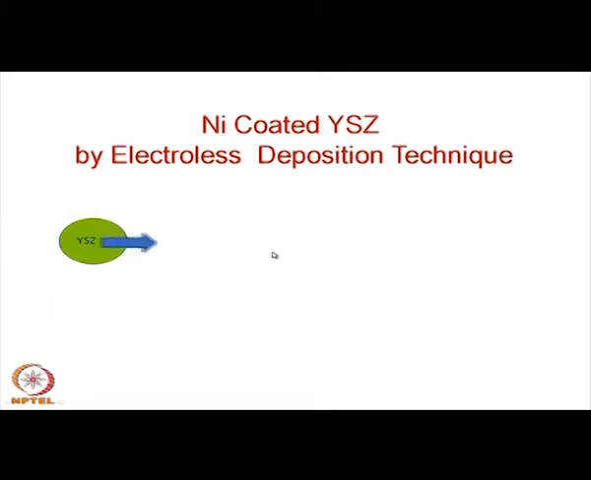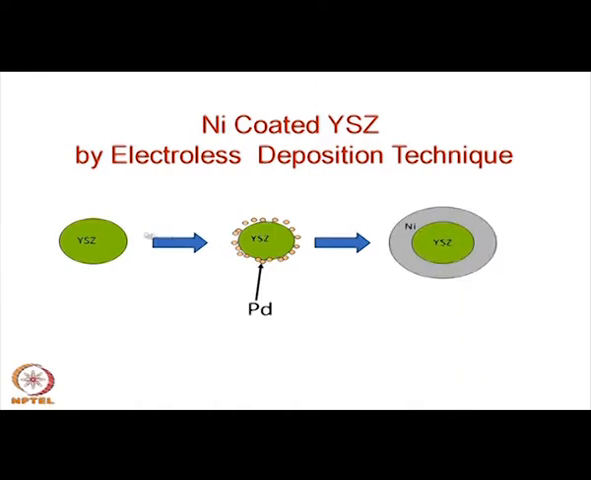Yes, this is a kind of pictorial representation of what actually happens. This is bare YSZ powders, then you put the palladium sensitization. The palladium particles get adhered to the surface of the YSZ, and then it is put in the electroless solution, which gives a good coating of metallic nickel.